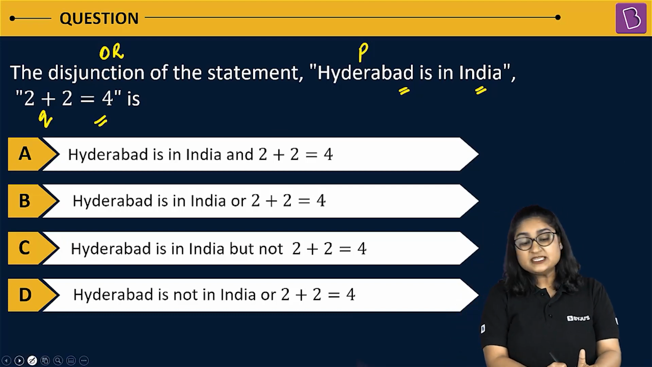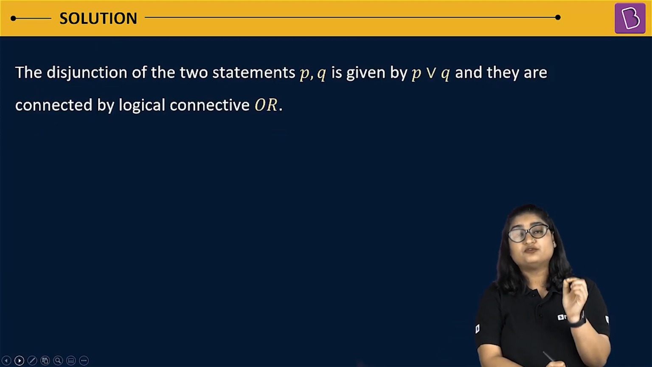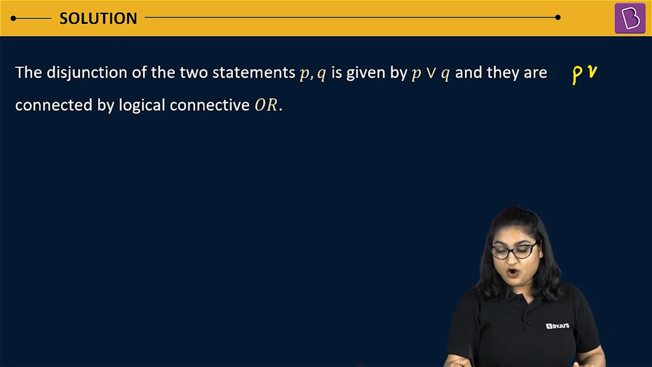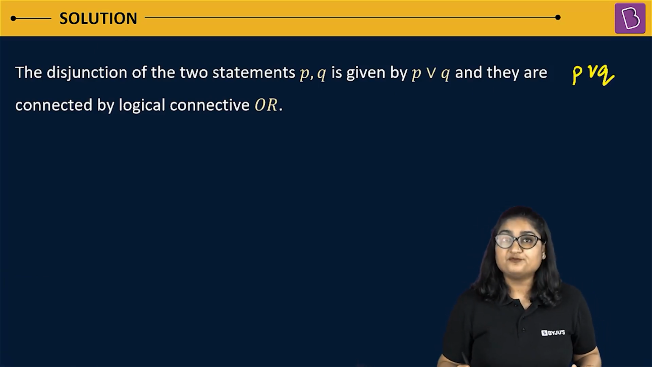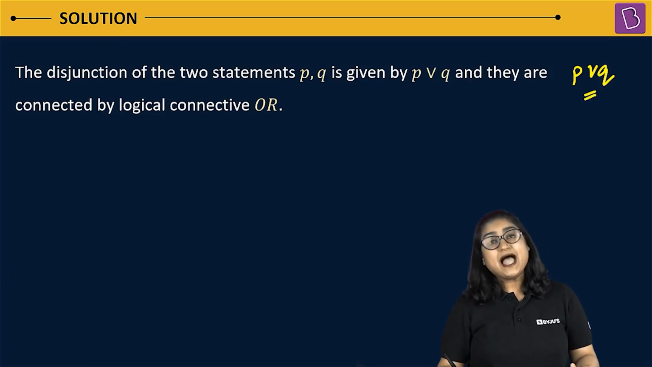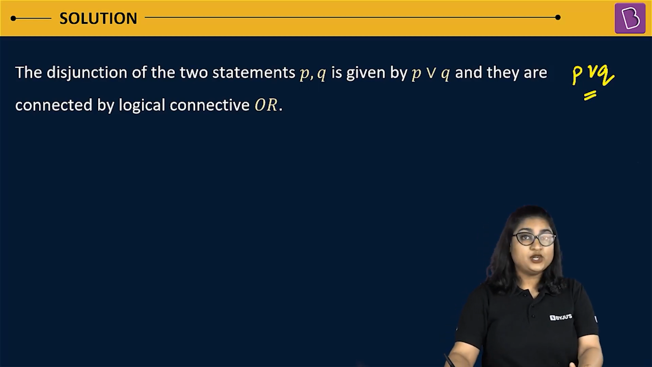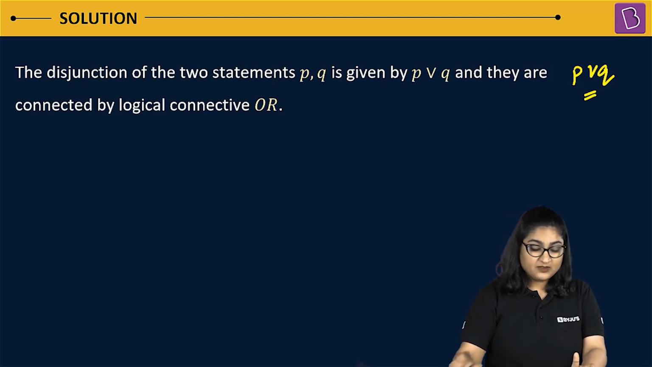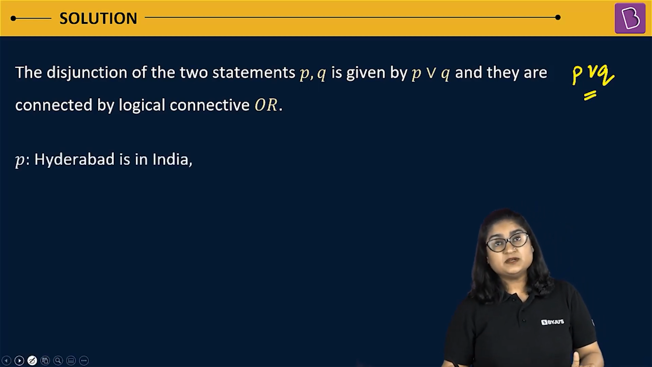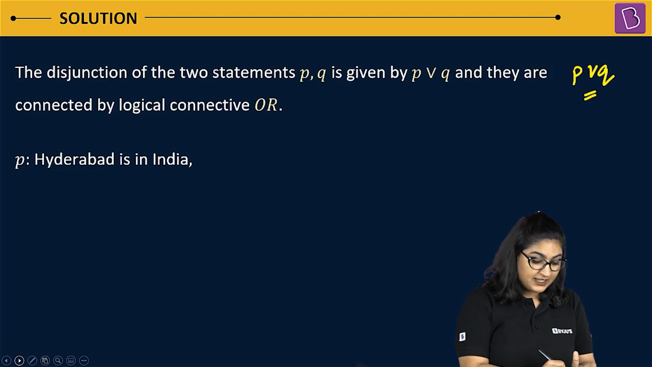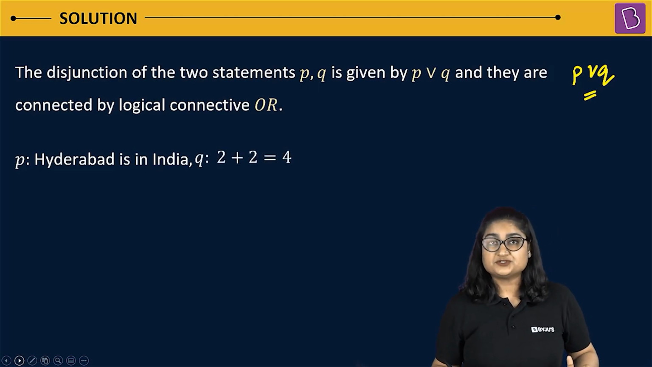Now, the agenda of this question is to find out P or Q. Basically, we have to find out the disjunction of the statements P and Q, and the disjunction of the two statements P, Q is given by P or Q, and they are connected by a logical connective OR. What is the statement P? The statement P is Hyderabad is in India, and statement Q is 2 plus 2 equals to 4.